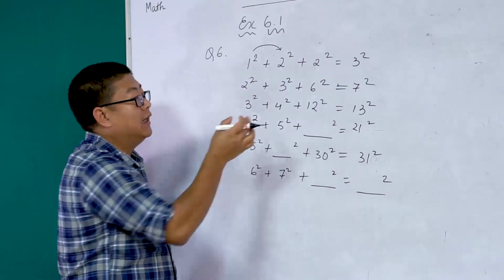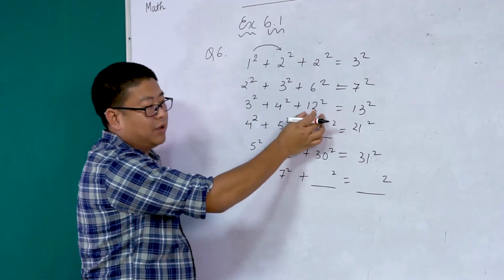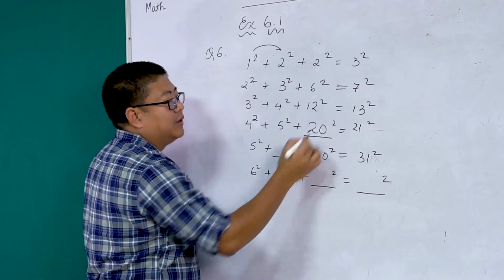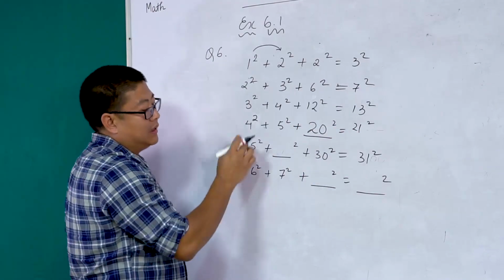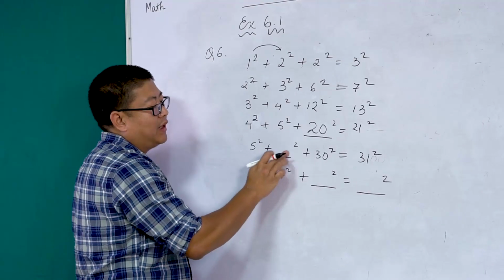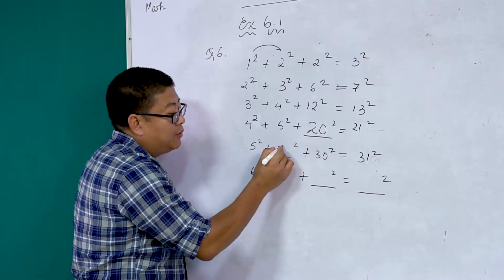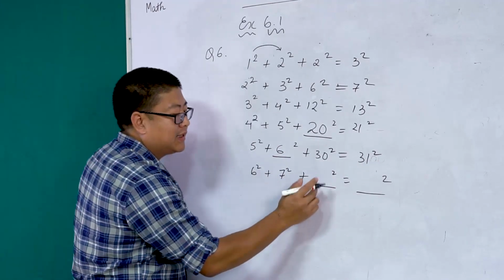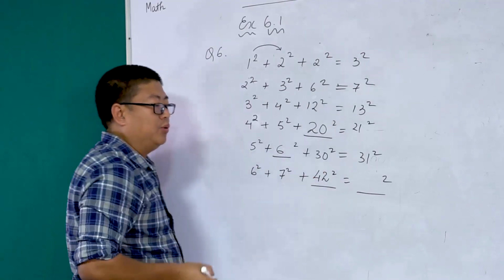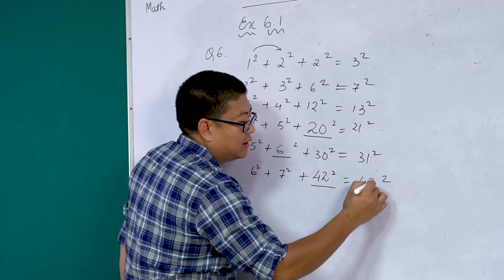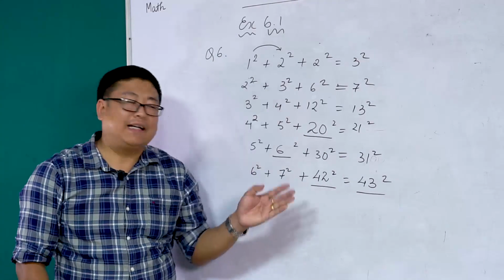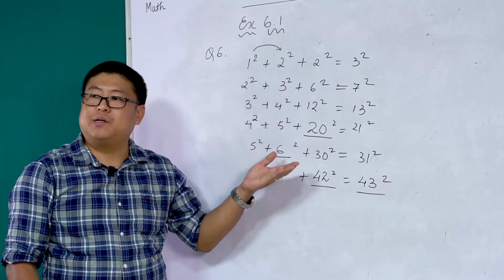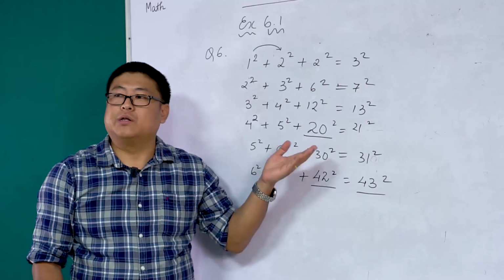I hope you are understanding this. 3 into 4 is 12, and 12 plus 1 is 13. Similarly, 4 into 5 is 20, so 20 square, and 20 plus 1 is 21. Similarly, 5 into some number should give 30. So 5 into 6 is 30, and 30 plus 1 is 31. 6 into 7 is 42, so 42 plus 1 is 43. It may look challenging at first, but when you look at it properly, it becomes quite simple. You need a lot of practice for this, so do continue to practice.